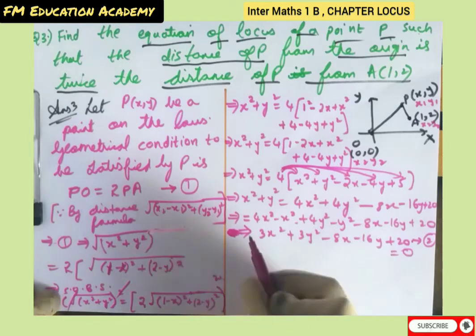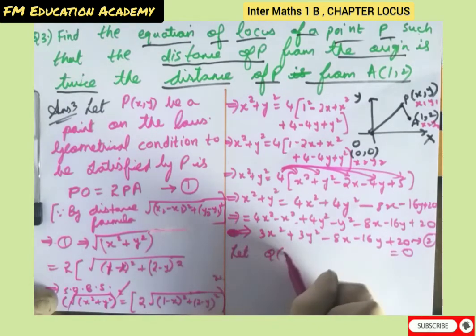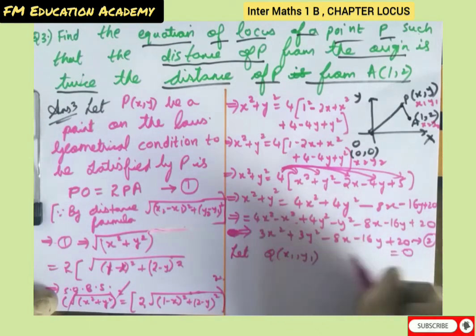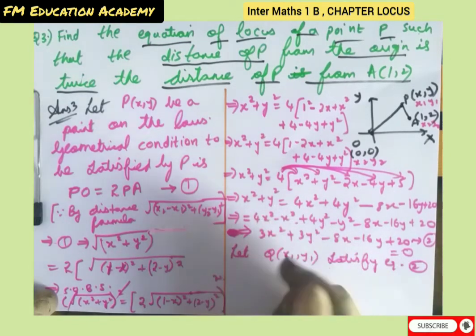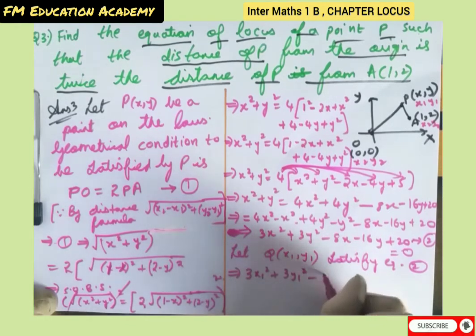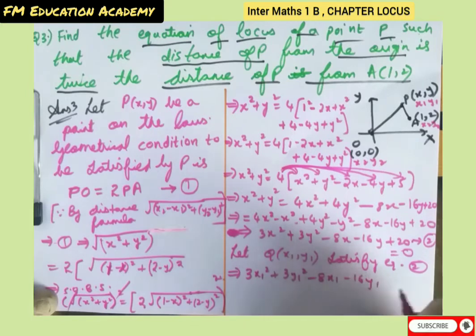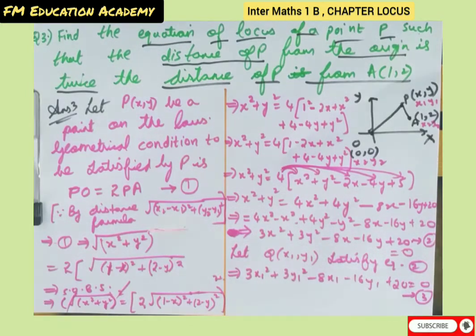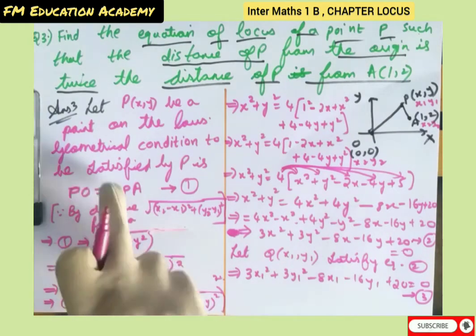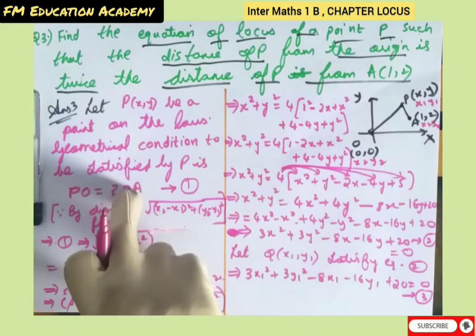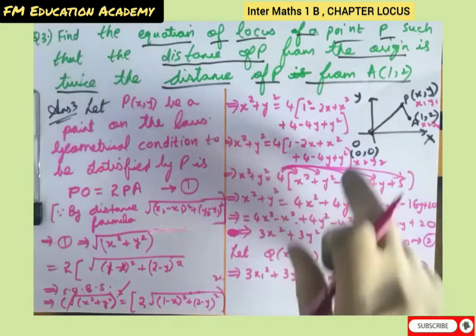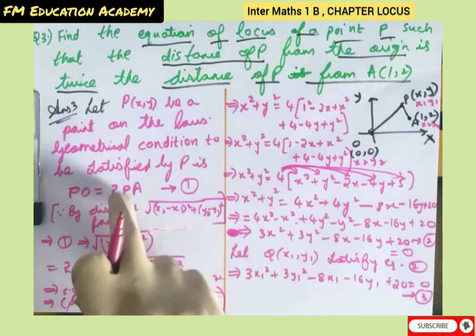How to verify? Let Q(x1, y1) satisfy equation 2. So in place of x and y, substitute x1 and y1. It will become 3x1 square plus 3y1 square minus 8x1 minus 16y1 plus 20 is equal to 0. This is our equation 3. What we will do is take 2PA, that is the RHS, and make that equal to the LHS for verification. Since here the point we are taking is Q, we'll take 2QA.